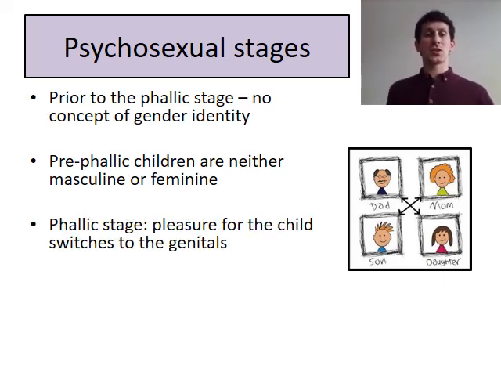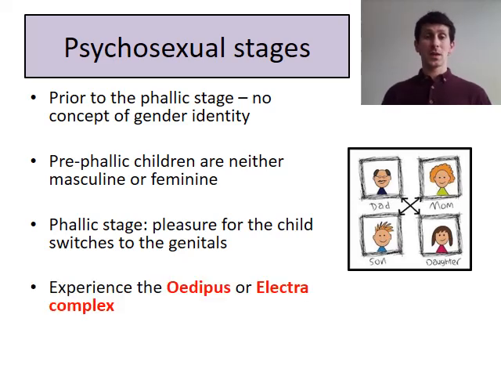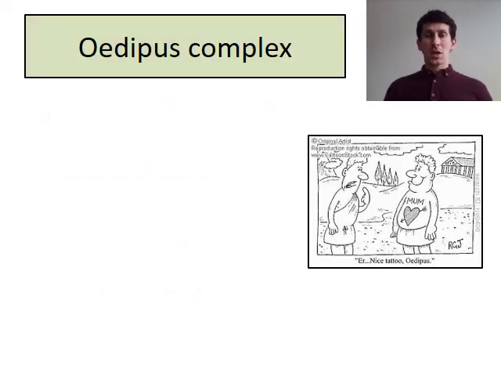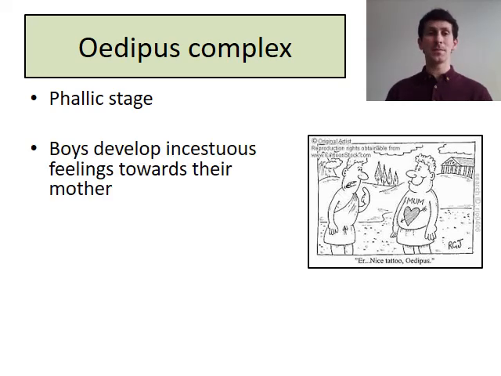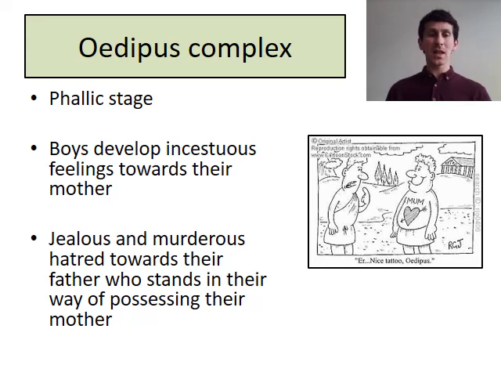But during the phallic stage, pleasure for the child comes from the genitals. And they start to experience what's known as the Oedipus complex if they're a boy, and the Electra complex if they're a girl. So firstly, we're going to go through what the Oedipus complex is. The Oedipus complex again occurs during the phallic stage of psychosexual development. This is where boys develop incestuous feelings towards their mother. They start to lust towards their mother. And they also have a jealous and murderous hatred towards their father, because their father basically stands in the way of them possessing their mother.